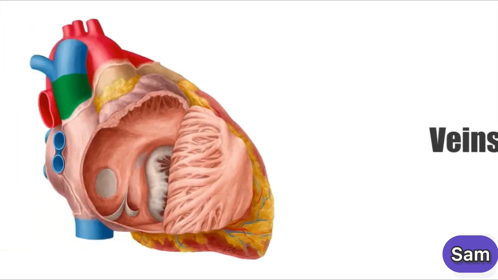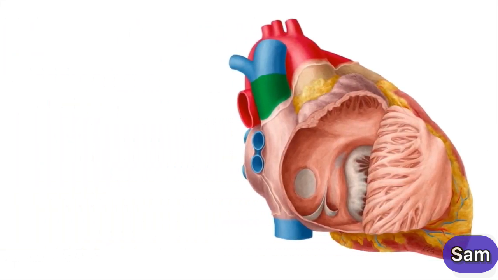We will be looking at the veins of the thorax, looking at the veins that drain the intrathoracic structures, as well as the veins that drain both the anterior and posterior thoracic walls and the mediastinum. So in our first image here, we're looking at a right lateral view of the heart with the wall pulled back to expose the right atrium.